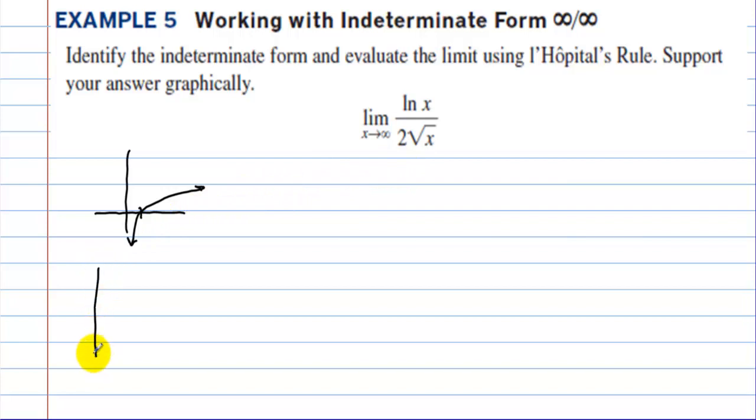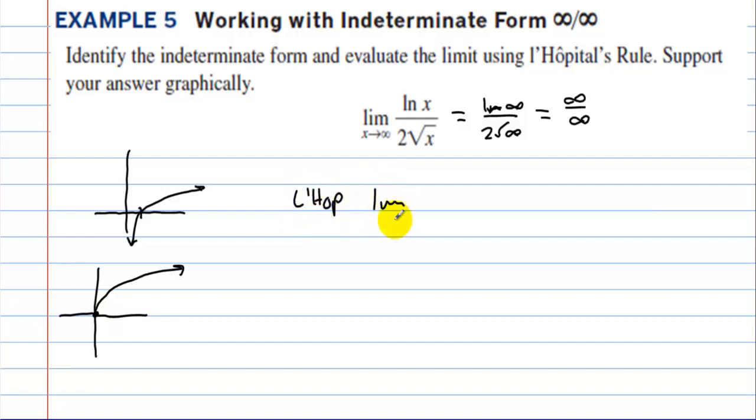The square root of x looks very similar, except we start at 0, 0, and then it progresses up to infinity as well. So when we take the natural log of infinity over 2 square root of infinity, that's equal to infinity over infinity, and that's an indeterminate form. Let's do L'Hopital's rule, and we get limit as x approaches infinity of 1 over x over 2 over 2 square root of x.